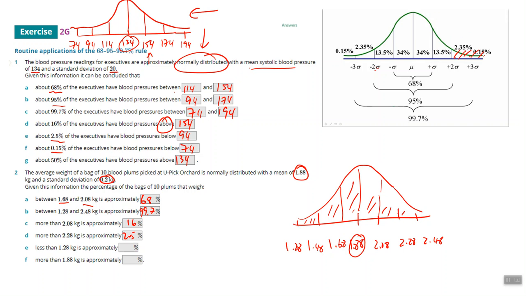Less than 1.28, 1.28 happens to lie 3 standard deviations below, so less than that would be this area. So that would be 0.15. And more than 1.88, well, 1.88 happens to be the mean value. So more than that would be 50% of the time. So that's 50%. Okay, so hopefully that gives you an overview of how to approach a question like this.